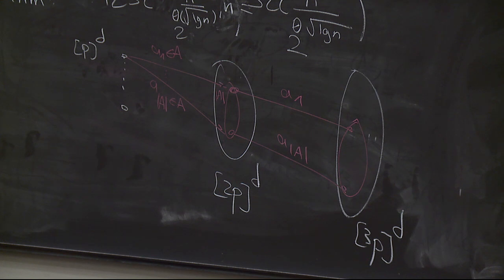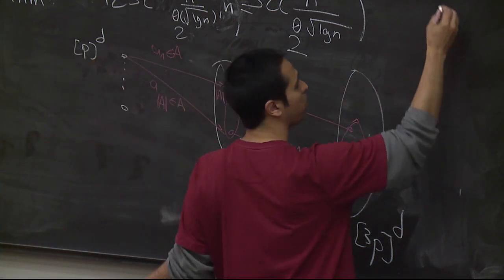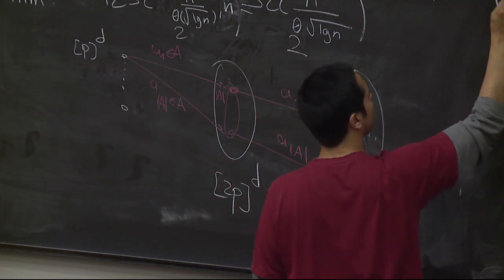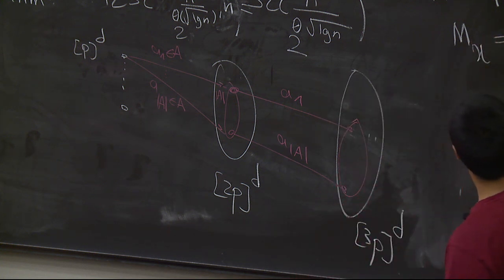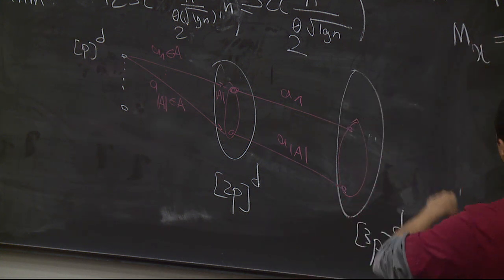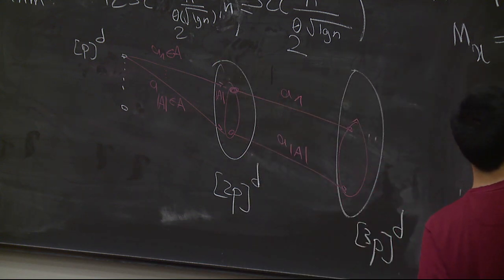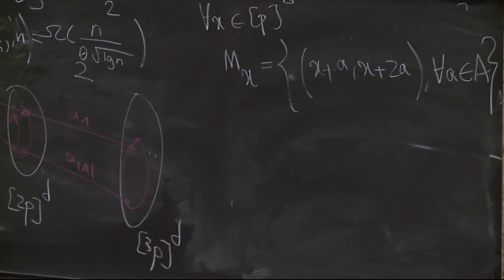Yes, add the vector. So this matching: for each point x in p to the d, I have mx, a matching between sets of vectors x plus a and x plus 2a for all a in A. These are my matchings.